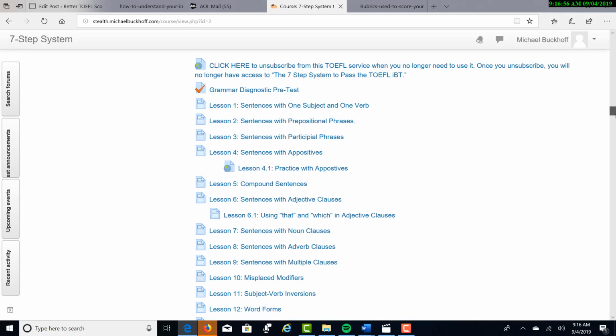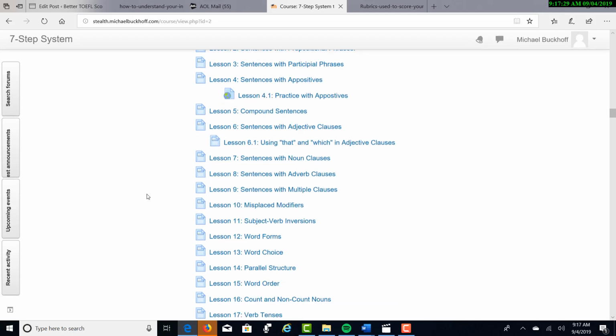Okay, let's go to the grammar part of my course. Okay, the main thing is you tend to be a little bit basic in your sentence structure, so some of the lessons I'm going to recommend will help you to create more advanced type sentence styles. Lesson number 3, sentences with participial phrases. Lesson 4, sentences with appositives. You can probably do a little bit better with that.